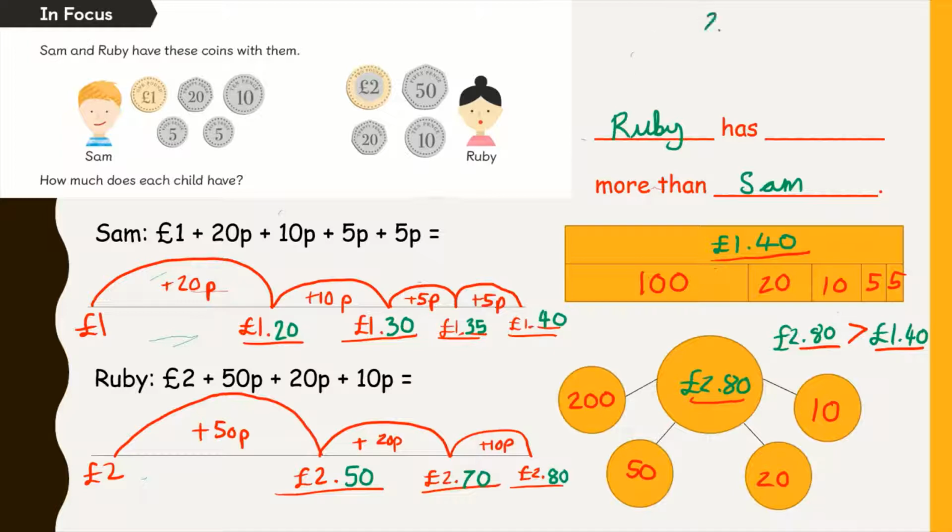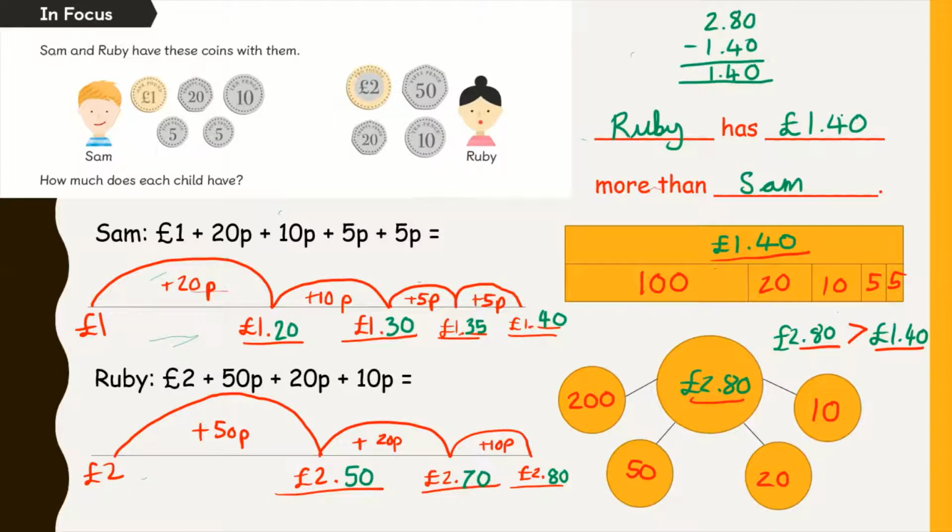So her number will go on top because it's the biggest. £2.80, take away £1.40. 0 take away 0 is 0. 8 take away 4 is, you can do it on your fingers if you need to, 4, well done. And 2 take away 1 is 1, well done. So Ruby has £1.40 more than Sam. What do you notice about that amount?